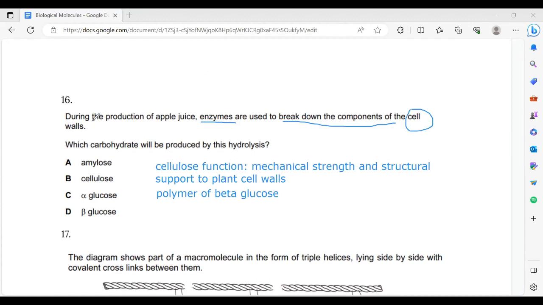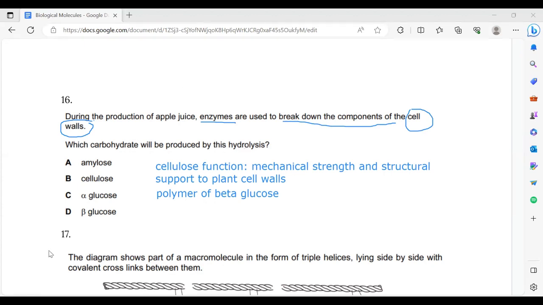There are many different components of cell walls, but cellulose is present in the cell walls of plants. So if enzymes are breaking down the components of cell walls, then cellulose will also be broken down. Which carbohydrate will be produced by this hydrolysis? Cellulose breaking down will release beta-glucose because cellulose is formed by joining many beta-glucose molecules.